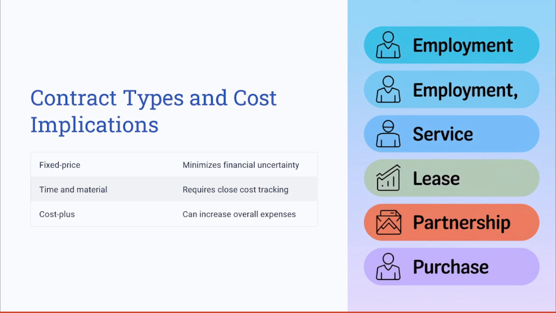Let's take an example of a fixed price contract in an energy project, which guarantees that the supplier would absorb the material price fluctuations. However, a time and materials contract requires strong and regular tracking to prevent additional costs, highlighting the need for careful contract selection.